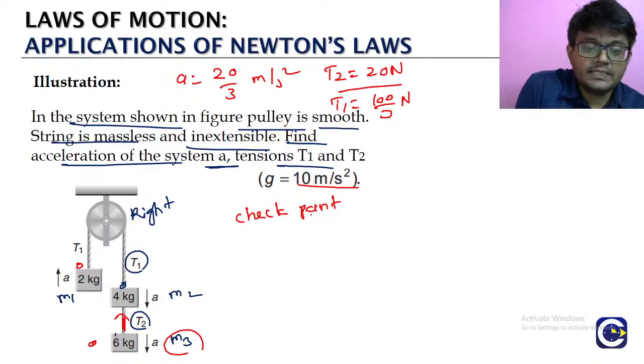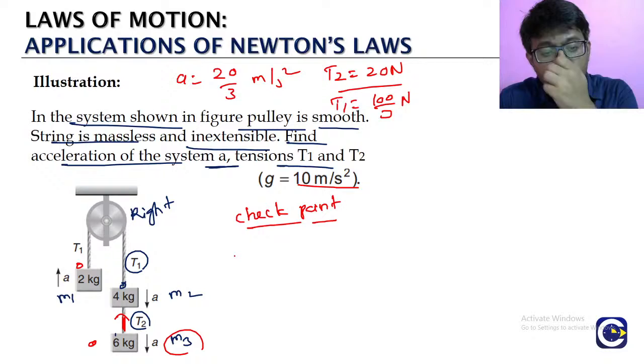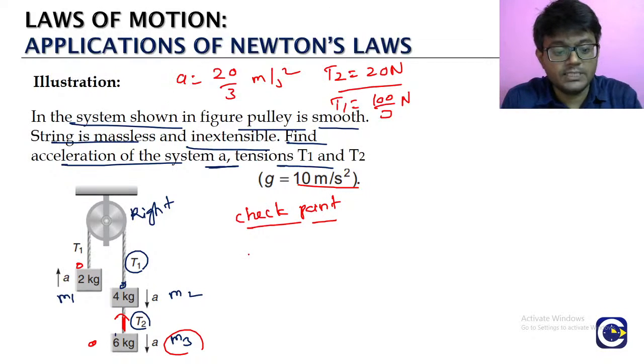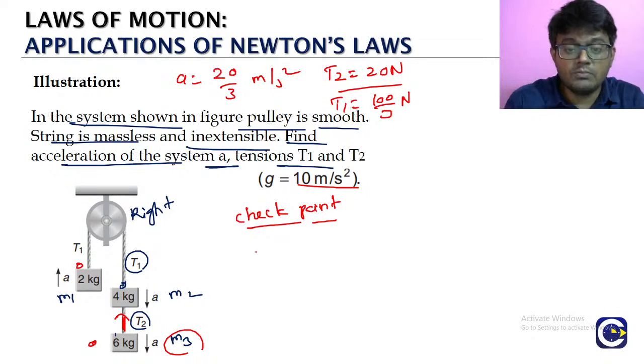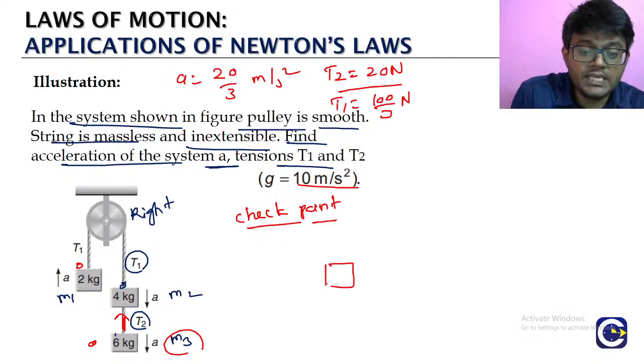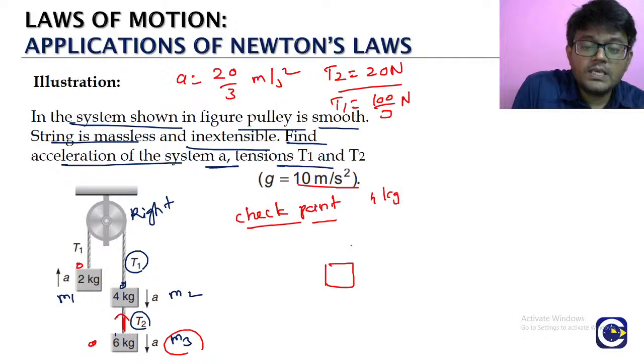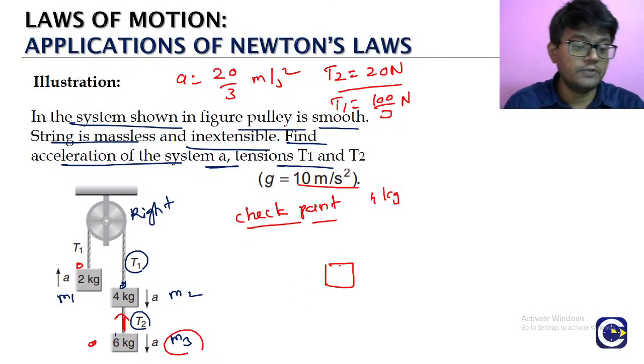So how can we check? Because we got the T1 value by looking at the motion of the 2 kg, and we got the T2 value by looking at the motion of the 6 kg, we have to check it. We can check it by using the equation of motion for the 4 kg. So look at the 4 kg.